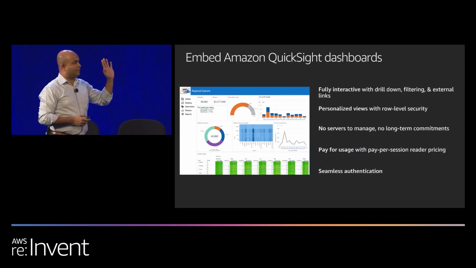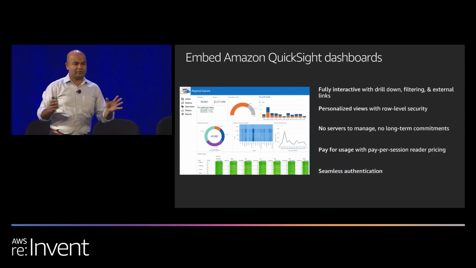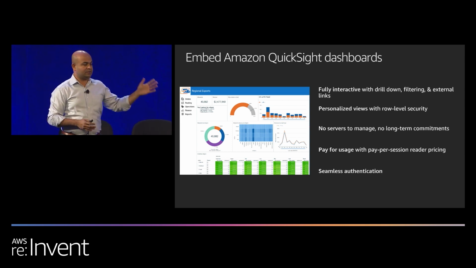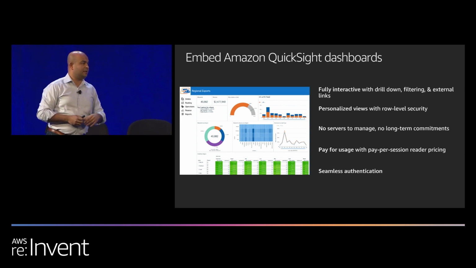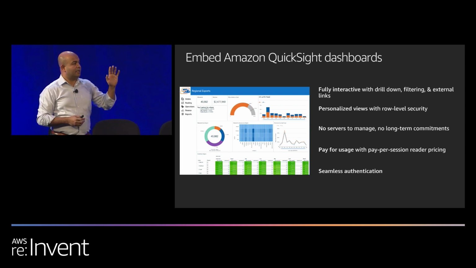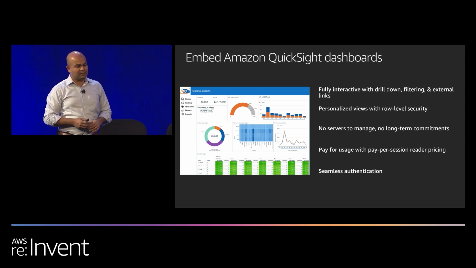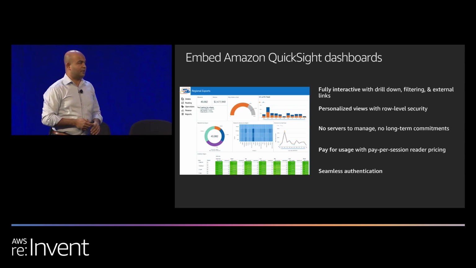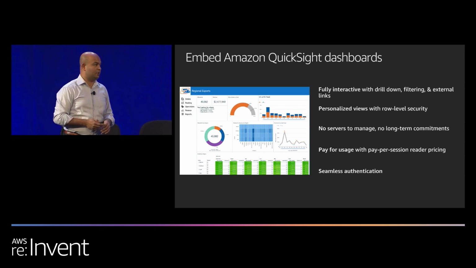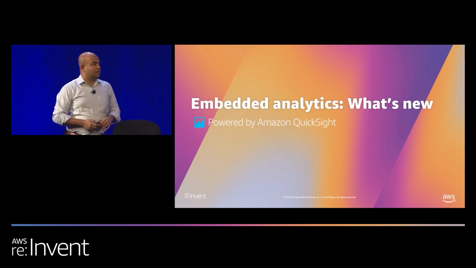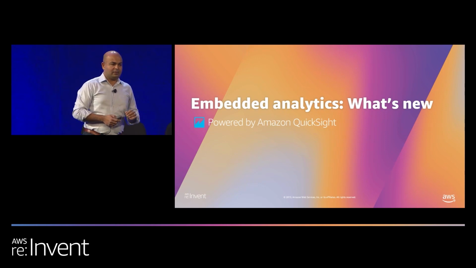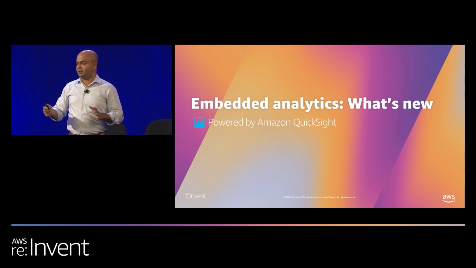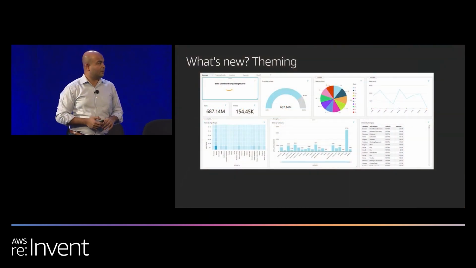And finally, you can also embed dashboards, which is what this whole presentation is about. It's about embedded analytics. We launched this last year with NFL being a launch partner. And embedding gives you all of the capabilities of QuickSight with seamless authentication, and of course, all the advantages of no servers and paying for what you use. So let's take a quick look at what's new, the changes that will really enable you to complete this story of embedded analytics with QuickSight.